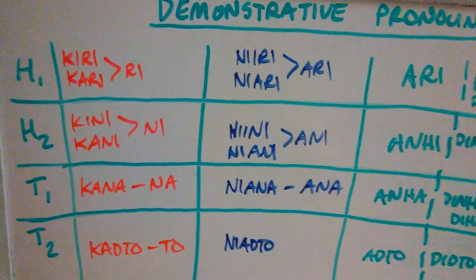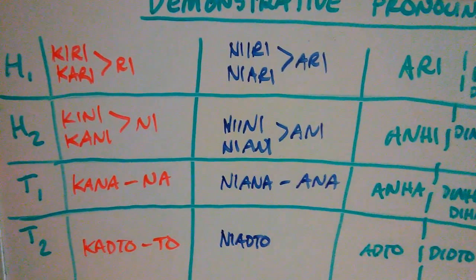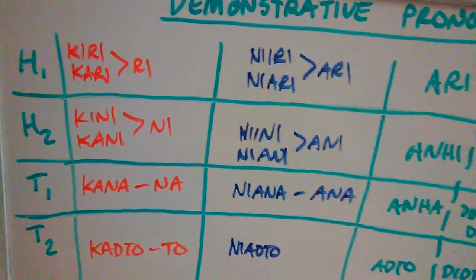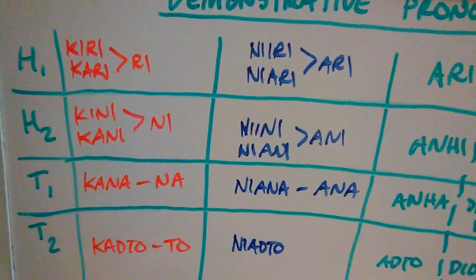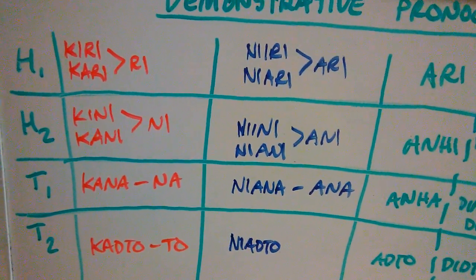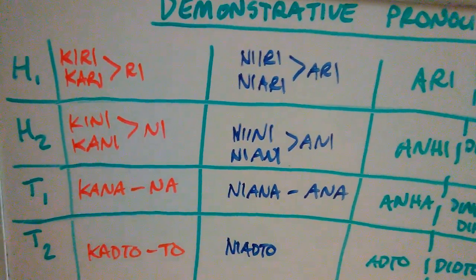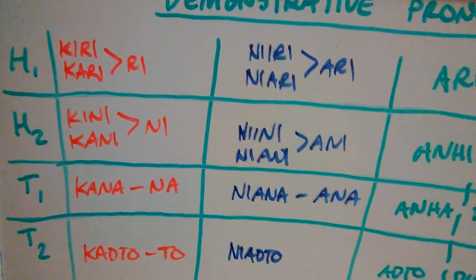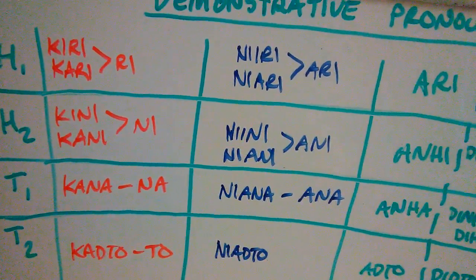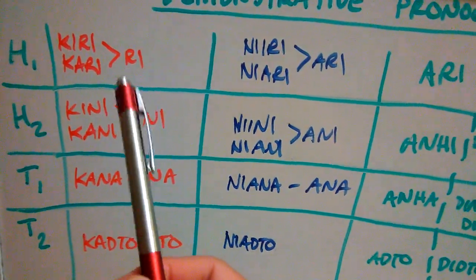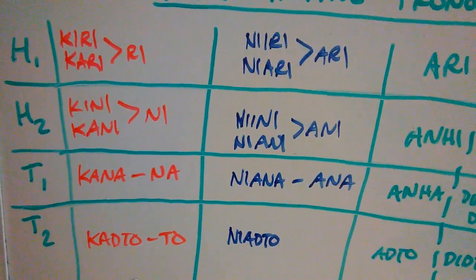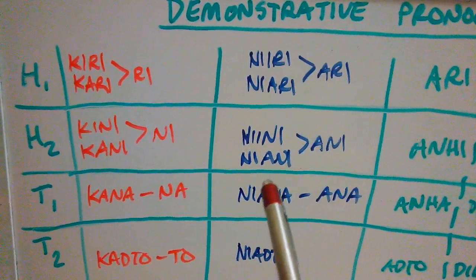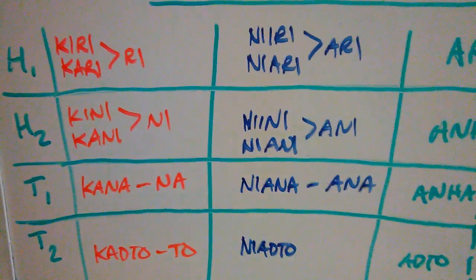demonstrative pronouns, right? Kiri, kari, and their shortened forms are there too. Kiri, kari, shortened form ri. Kini, kani, shortened form ni. Kana, shortened form na. And kadto, shortened form to. Again, this is in terms of distance and how close something is relative to you, the speaker, or whoever is talking. So kiri obviously would be the closest, and as you go down the chart, kadto is going to be the farthest, okay?